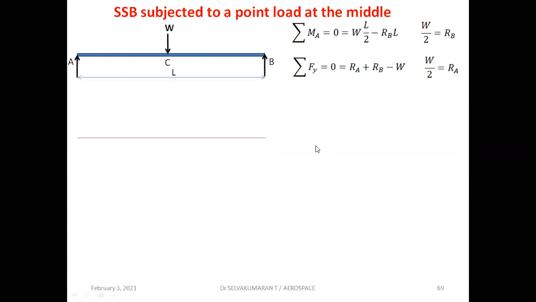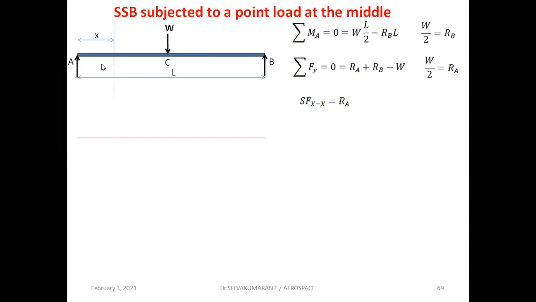Now let us consider some section x at a distance x from the left hand support A. Shear force about xx. This is our section xx. I have to consider all the forces acting to the left side of the section xx. On the left side of the section xx, we have only one unknown support reaction RA. The shear force unit is Newton, and RA is also in Newton, so both are dimensionally balanced.